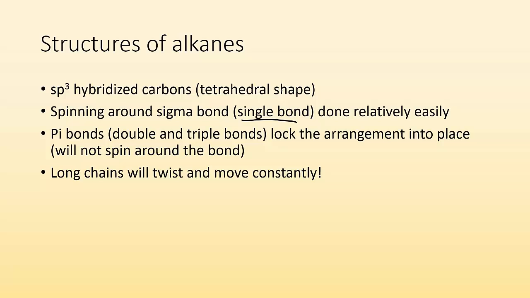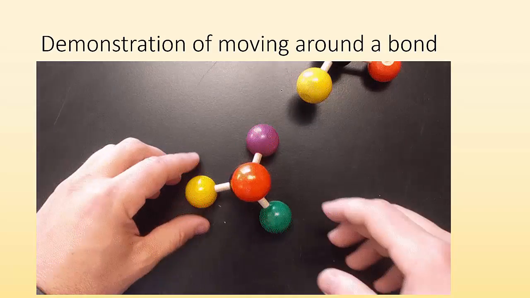Long chains are going to twist and move constantly because if you got long chains all single bonded, each one of those bonds can spin around itself. So it's like a shaking chain. So what shape is it going to take? Well, it's always changing shape because it's like a chain that's being rattled around. It can change its shape. So here's a demonstration, right?